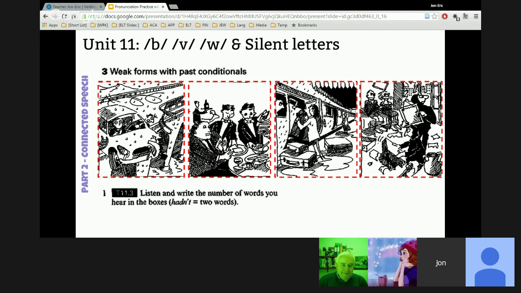So if you look at the IPA symbols, you can see that there's two. It sounds like "wouldn't have." So if you say it fast, it's more like "wouldn't have." So listen to me. The man wouldn't have been able to pay in cash. Wouldn't have been able. Wouldn't have been able. Good. Sounds good. Sounds very good.